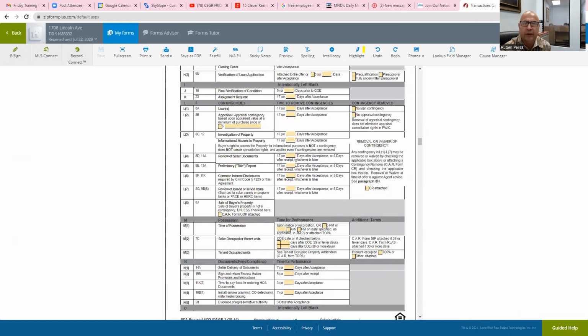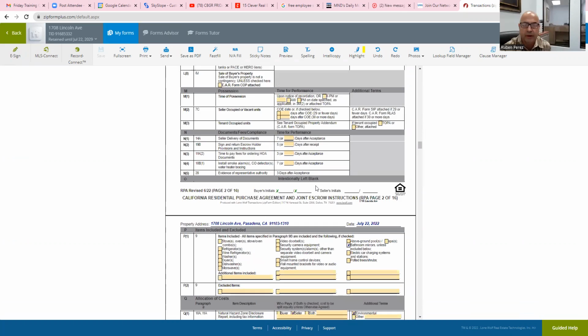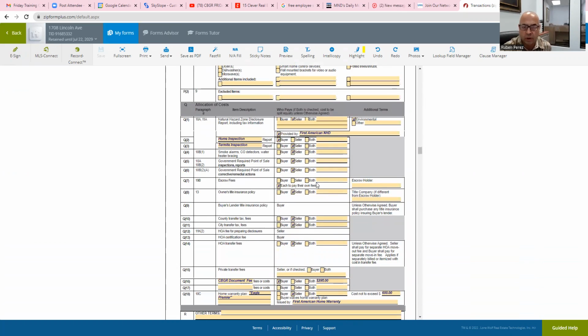We're going to add a different training. We're going to go into all these little topics right here, all the sections, so everybody understands. But for now, I just wanted to briefly go over the RPA so you guys can see what I filled in to get to the counter offers.